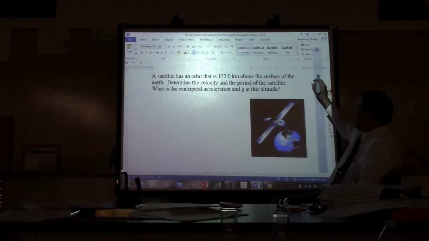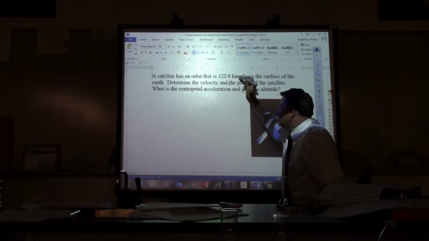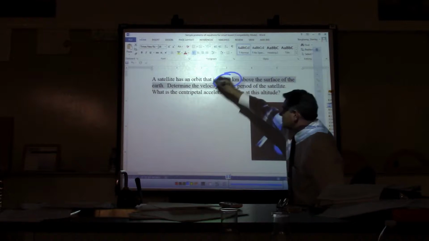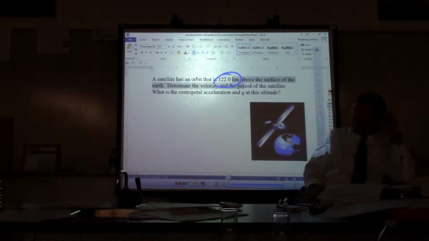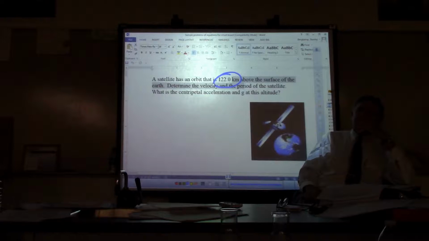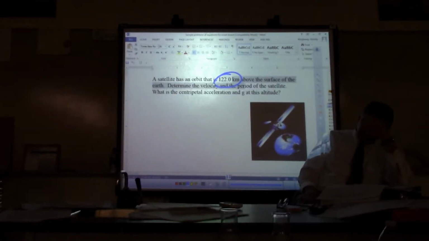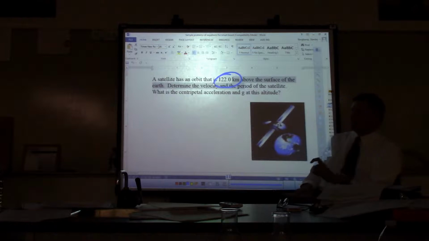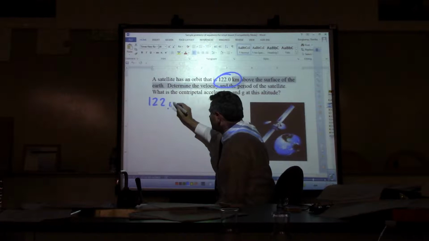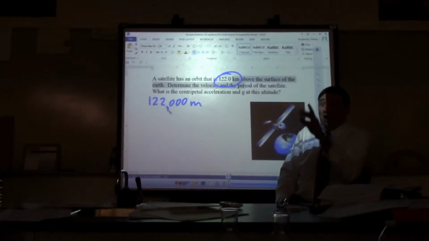So first off, what are you going to do wrong with that 122? You're not going to put it into meters. You can't work with it because it's in kilometers, so you have to change that. Are you going to multiply by 1,000 or divide by 1,000? Multiply, don't divide. So that's going to be 122,000 meters.